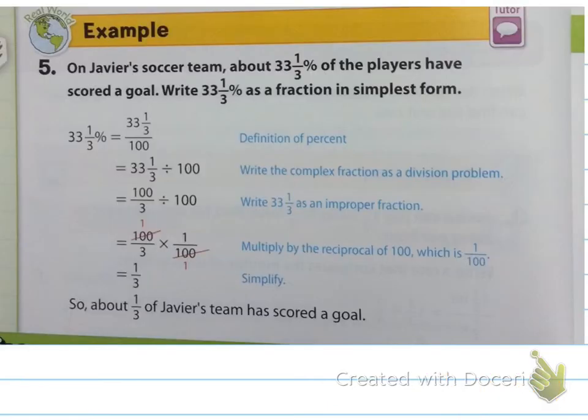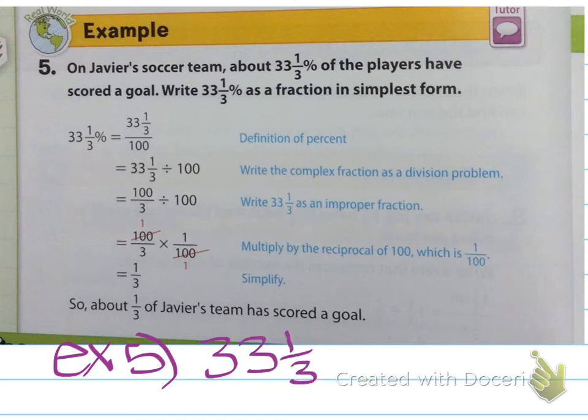All right, now example number 5. So in example 5, which I'll have you write out, it said Javier's soccer team, about 33 1/3% of the players have scored a goal. Write 33 1/3% as a fraction in simplest form. So what I want you to write next to example 5, unless you want to write that whole thing out, you can just write 33 1/3%, and then we're going to write that as a fraction.